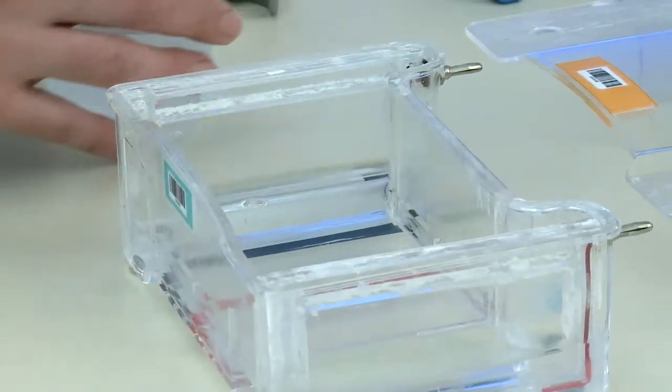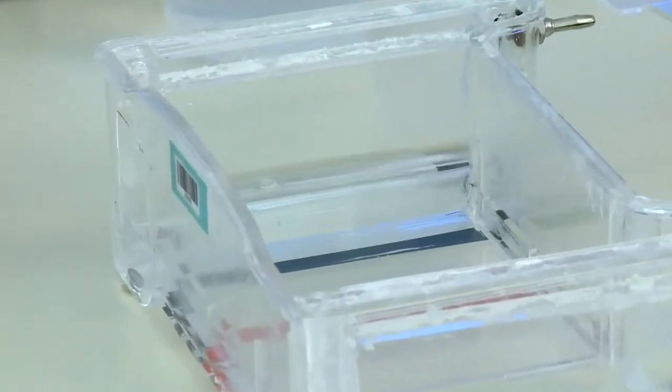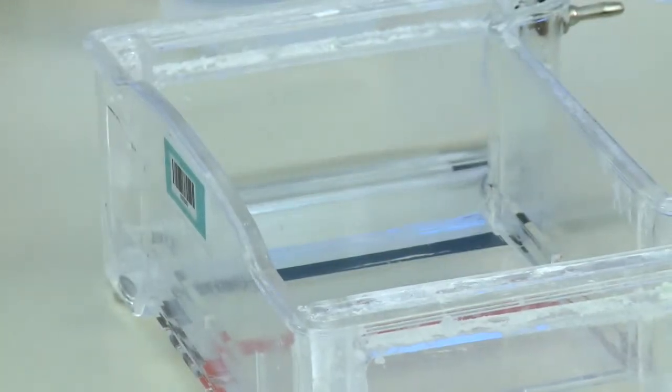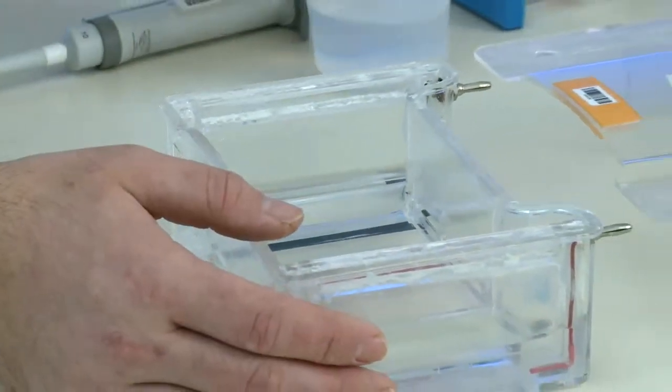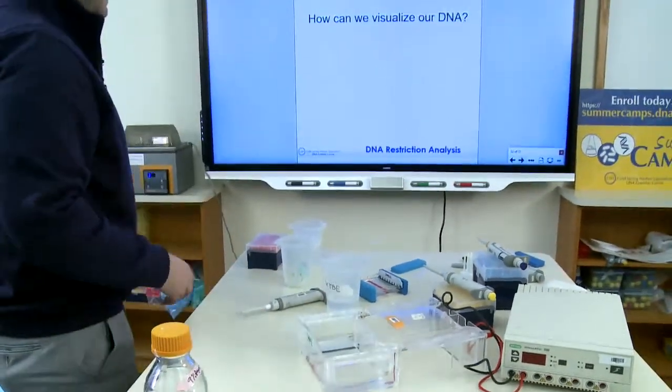Now the wells that you used to be able to see from the side, you can't really see as easily. You have to almost look directly down at the wells. Okay, now that our gel is all set up and ready to go, let's go back to our samples.